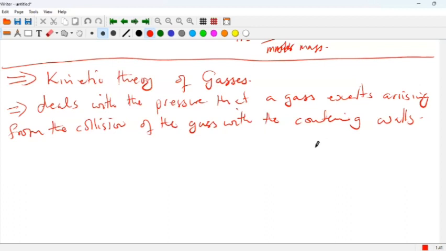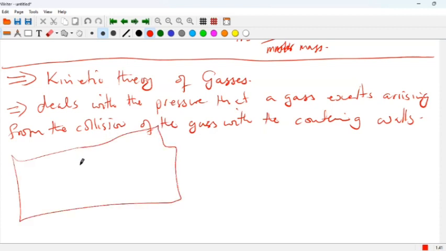So with the containing walls, the kinetic theory simply deals with, for example, a gas in a container. We have molecules that are moving about in the container in all different directions. When they reach the container wall, they collide and begin to move backwards. As they collide with the container, there is a force over an area that is exerted, which simply gives us the pressure. So depending on how many particles there are, we can find the pressure in the container.